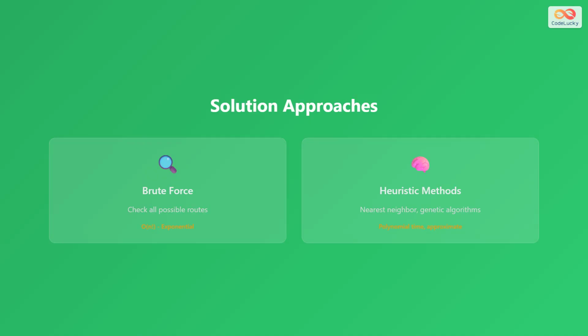So, how do we tackle the traveling salesman problem given its complexity? There are several approaches. One way is brute force, where we check all possible routes to find the shortest one. However, this is only feasible for a small number of cities because its time complexity is O(n!), which is exponential. Another approach is to use heuristic methods like the nearest neighbor algorithm or genetic algorithms, which provide good approximate solutions in polynomial time. These methods may not guarantee the absolute best route, but they're much more practical for larger problems.